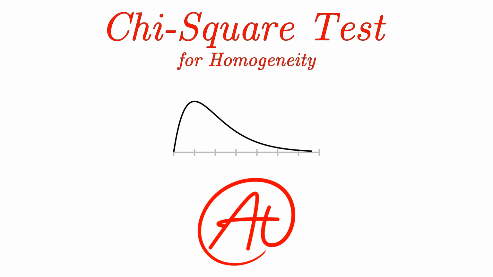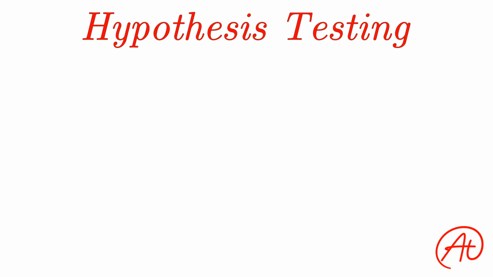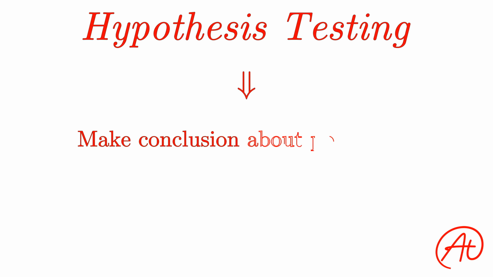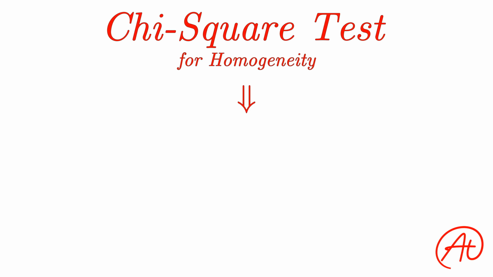This video will continue my series on hypothesis testing and look really similar to my last video on the chi-square test for goodness of fit, so let's jump right into it. As a reminder, the goal of hypothesis testing is to make a certain conclusion about a large population by using data from a smaller sample. Chi-square tests for homogeneity are just one way to do that when you have certain data and you want to answer a specific question about your population.